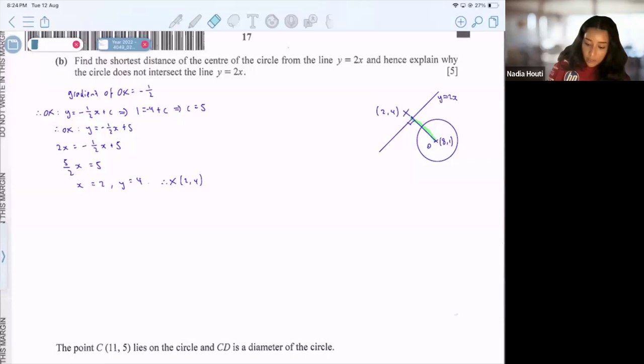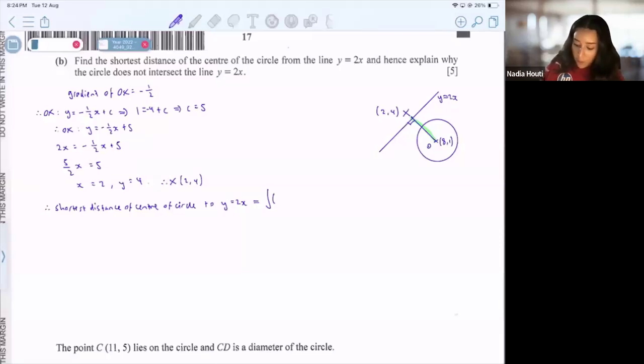To present your answer, you have to say that you're finding the shortest distance of the center of the circle to y equals to 2x. And this will be square root of the difference between the x coordinates, 8 minus 2 squared plus 1 minus 4 squared. So x2 minus x1 whole thing squared plus y2 minus y1 whole thing squared. And then you square root the whole thing.